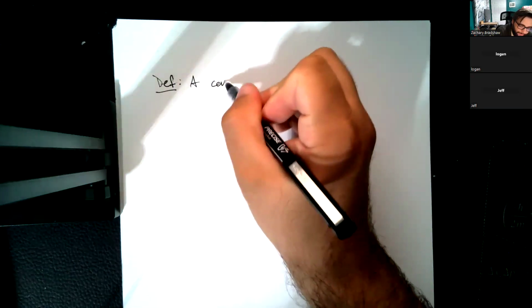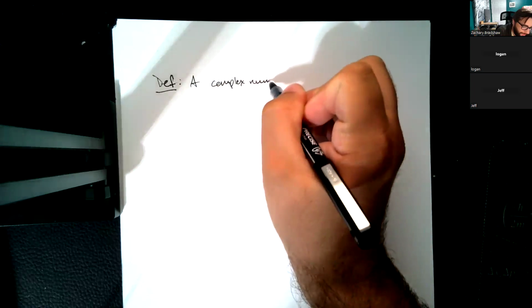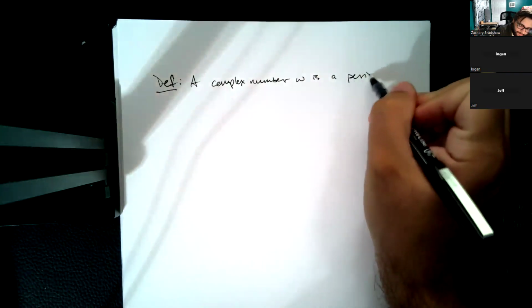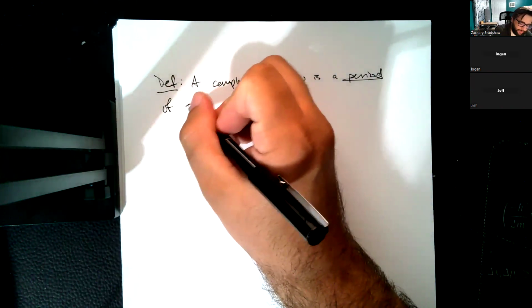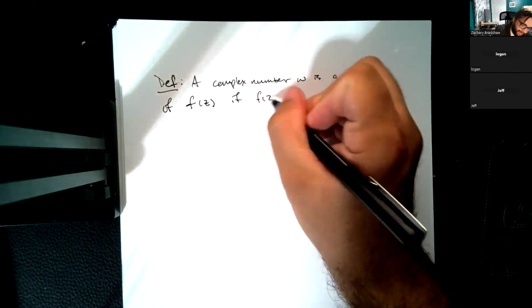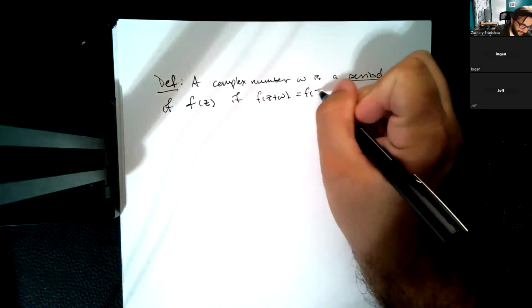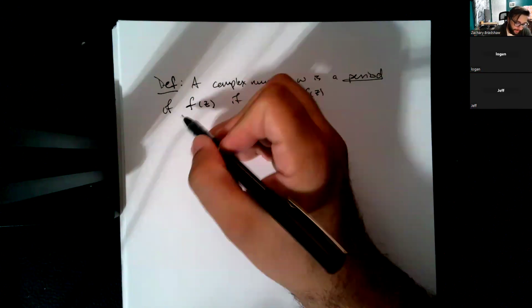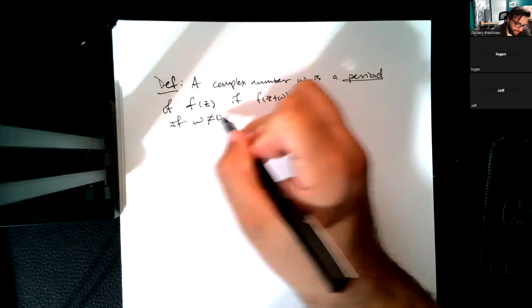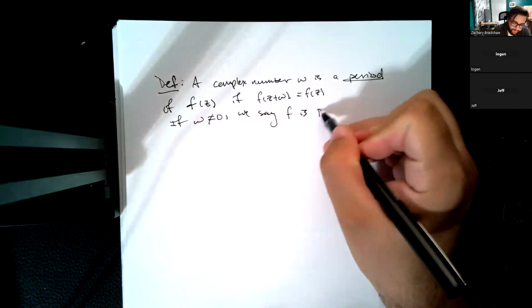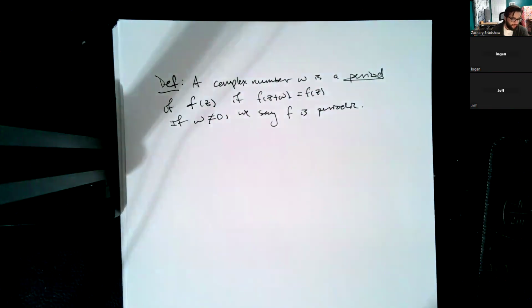So a complex number, let's call it omega, is called a period of some function f if f of z plus omega is equal to f of z wherever f is defined. And if this omega is not zero, we say f is periodic. All right, no surprises so far.